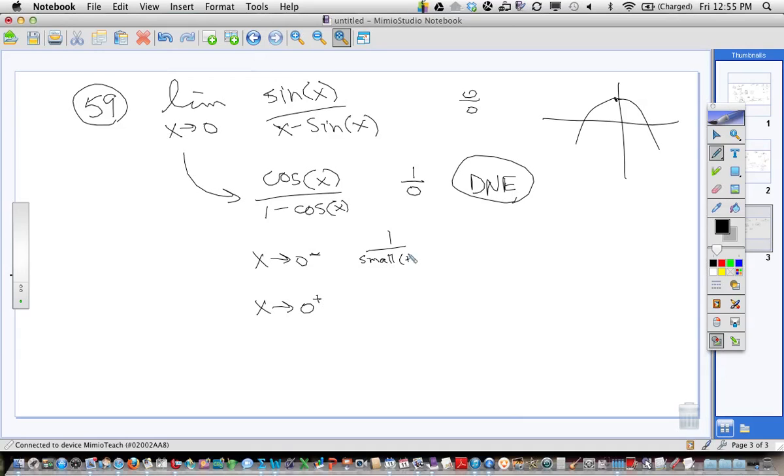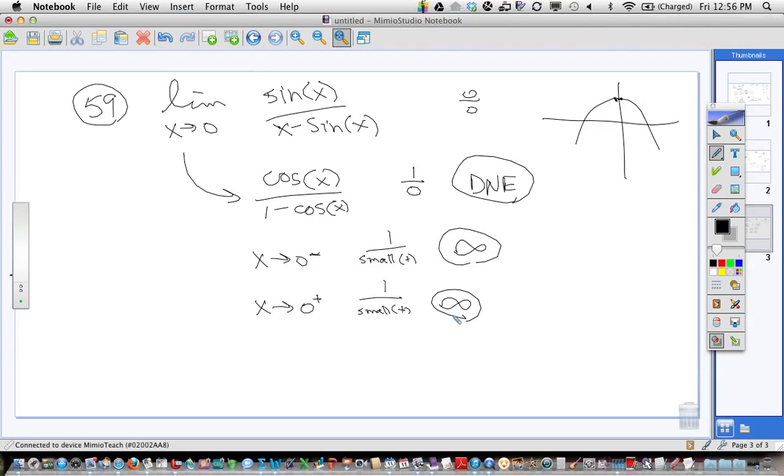So we'd have 1 minus something just short of 1, which is a small positive. So this is the thought process you would be going through without a calculator. And you'd say, oh, okay, 1 divided by a small positive is a big positive. And what about just to the right of 0? Well, it's the same thing. It's just a little bit less than 1. So 1 minus something a little less than 1 is a small positive. So 1 divided by a small positive is a big positive. So that's why it's infinity both from the left and the right.